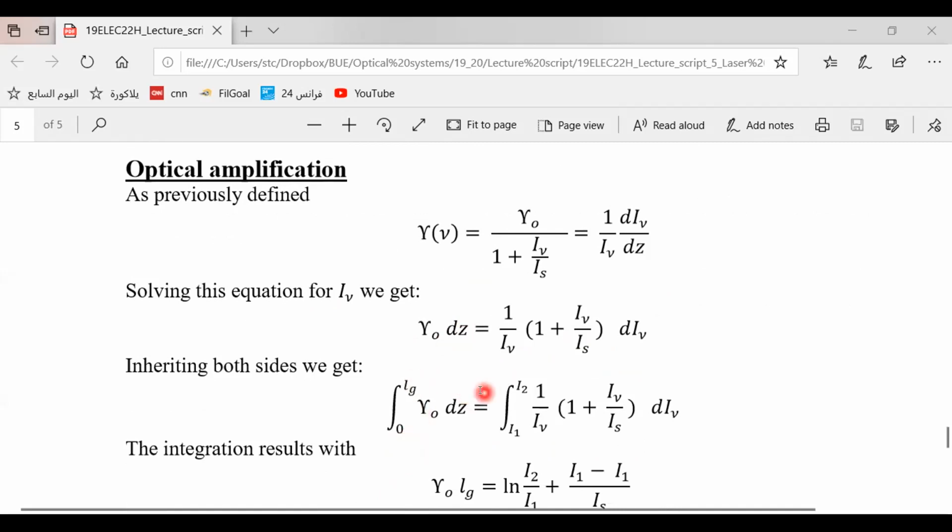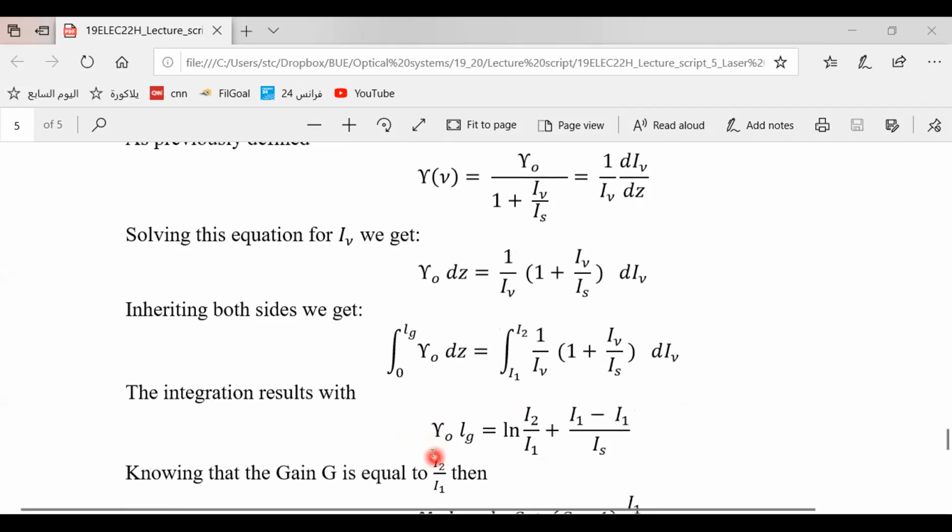And this equals the integration across the intensity. I1 is the input intensity and I2 is the output intensity. So we integrate from I1 to I2 in this term. This integration on the left is very simple because we don't have any function of z. Gamma naught is not a function of z. So it will be simply gamma naught Lg, only that. Here you have 1 over I mu times 1. The integration of 1 over I mu will give you ln, then it will be ln I2 over I1. And here you have 1 over I mu times I mu over IS, and I mu will cancel with I mu. You will have 1 over IS.